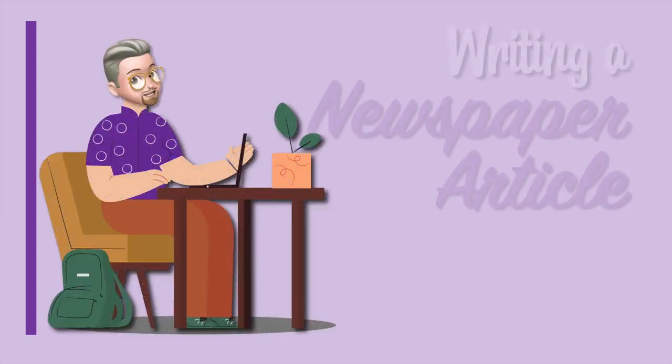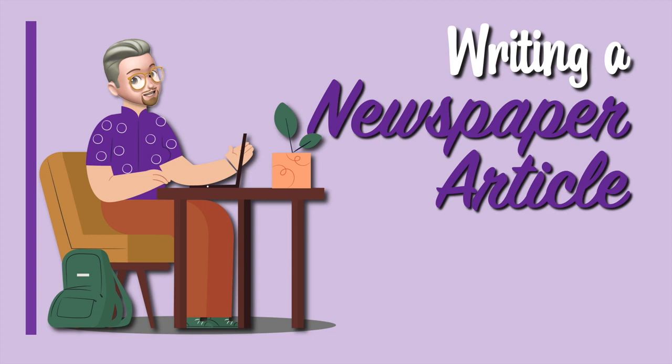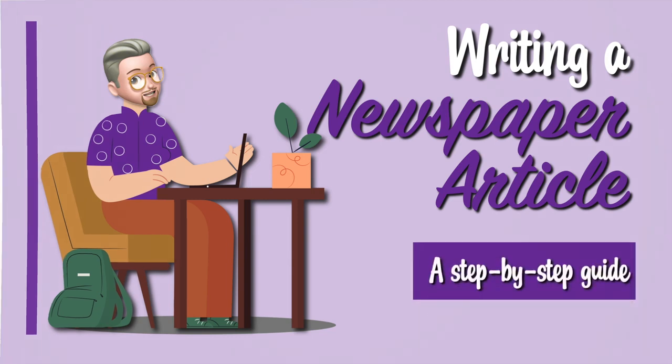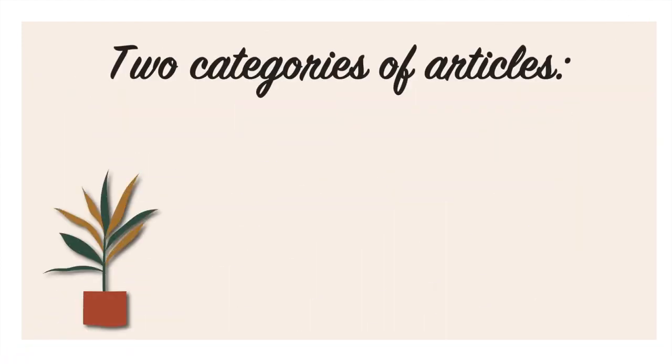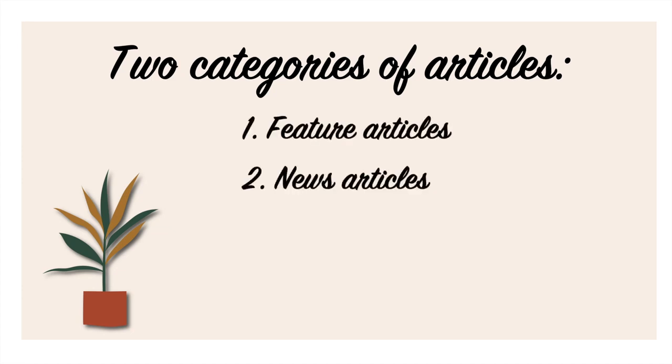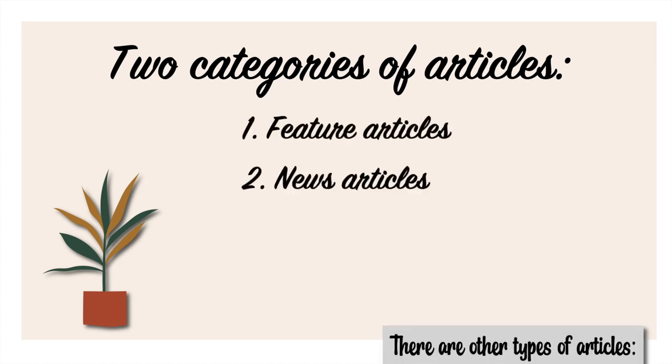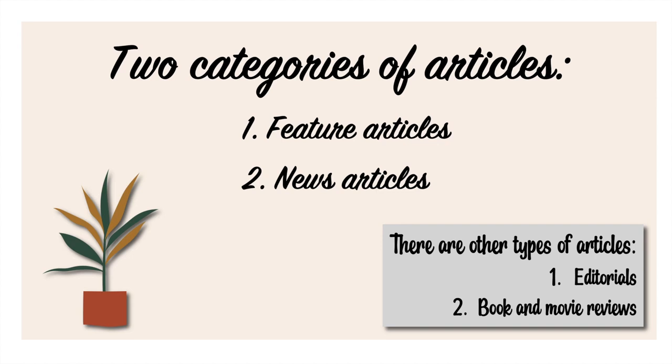On today's lesson, we're going to learn how to write a newspaper article. Let's get started. There are two categories of articles: feature articles and newspaper articles. There are other types of articles: editorials, book and movie reviews. But in this lesson, we're going to look at news articles.